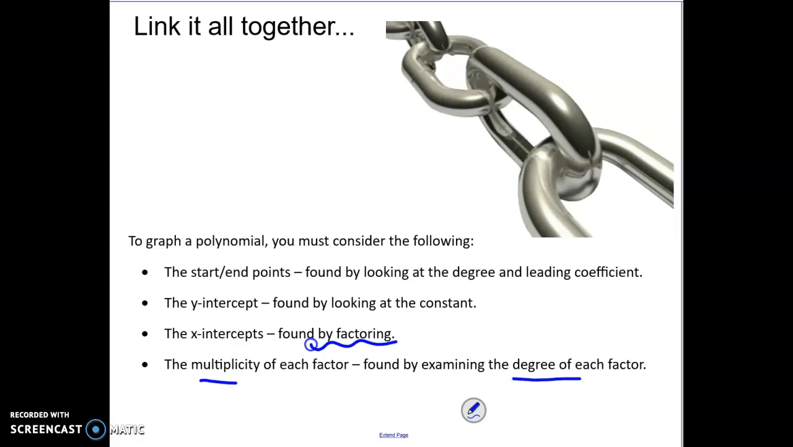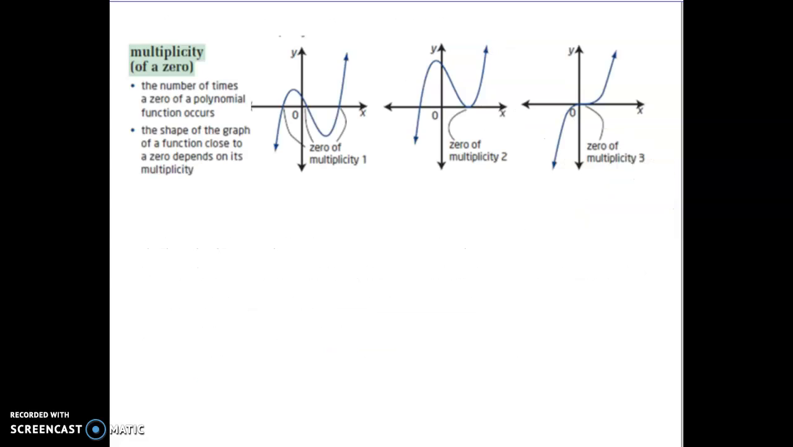What that basically means is we have to analyze the degree of each factor. So remember yesterday we were talking about sometimes when there's two of the same factors, and you could write that as like x plus 1 squared. That's going to look different on a graph than just an x plus 1. Okay, so we're going to look at what that means.